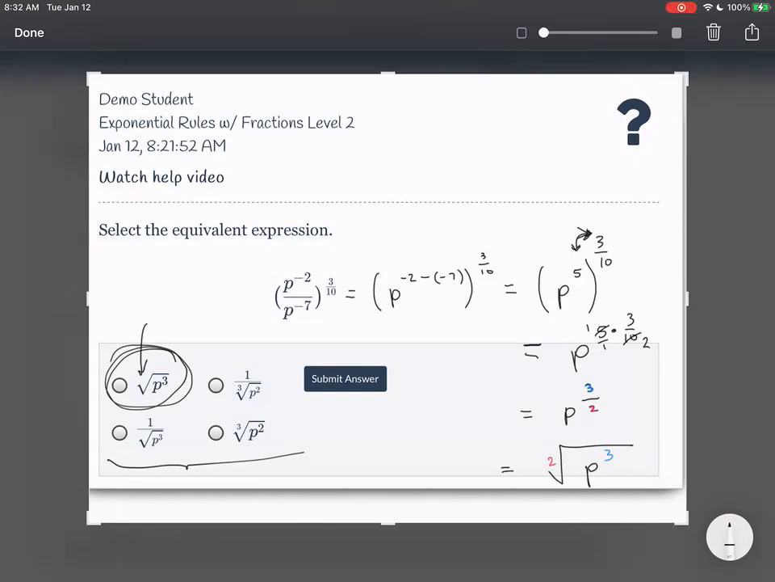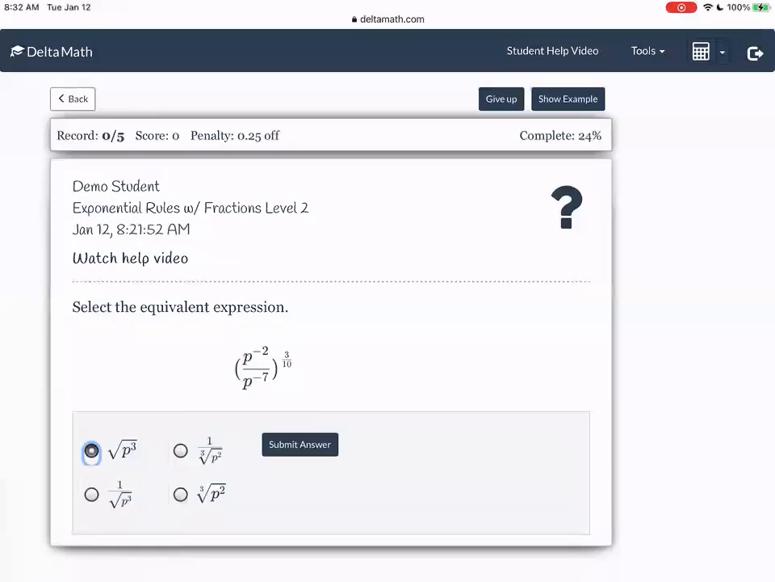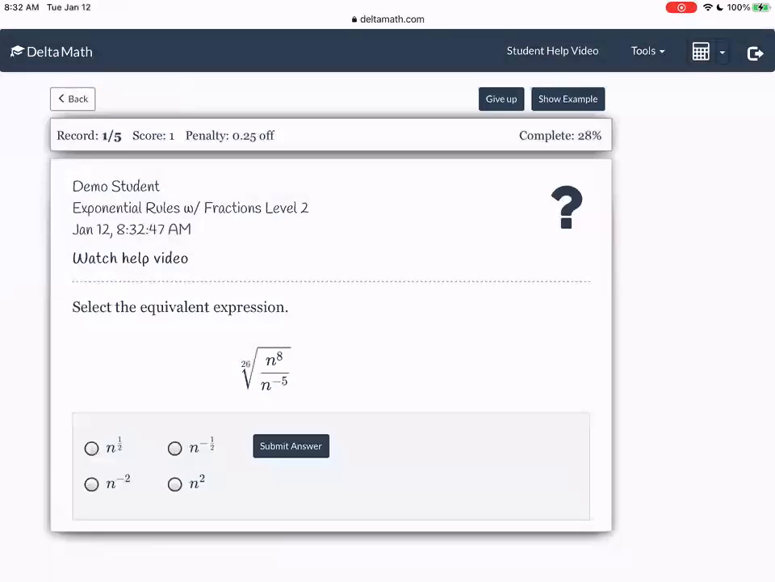Okay, so it's going to be the first option in this example. Are there any questions? I'll pause the video to give you guys a chance again. Let's go ahead and select that answer choice. Let's go to the next problem.